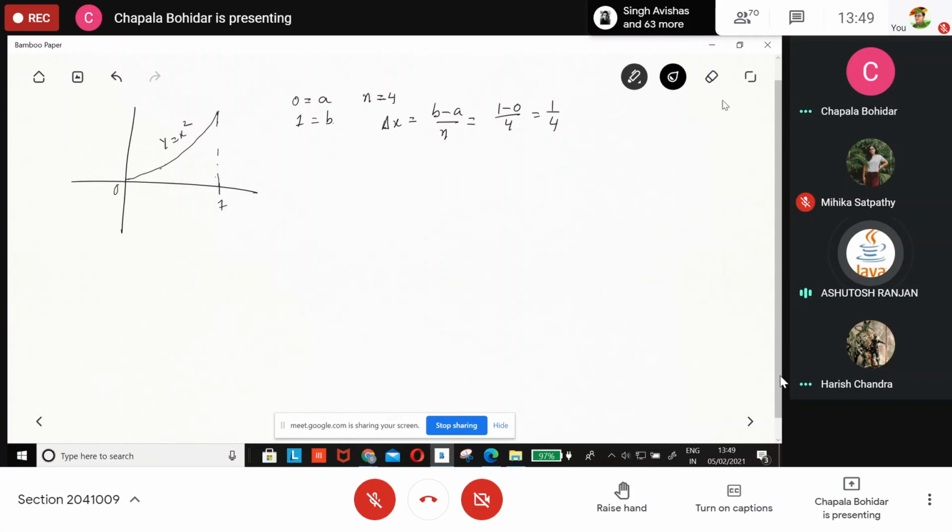Okay. So now this point is 1 by 4. This point is 1 by 2, since 1 by 4 plus 1 by 4 is 1 by 2. 1 by 2 plus 1 by 4 is 3 by 4. Then it is 1. We divide this x-axis into 4 parts: 1, 2, 3, 4. So now we join it.